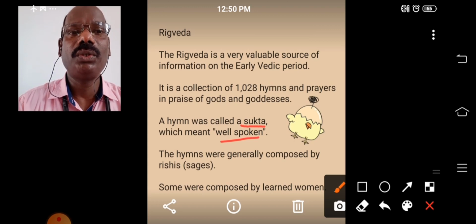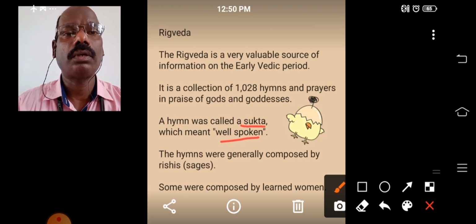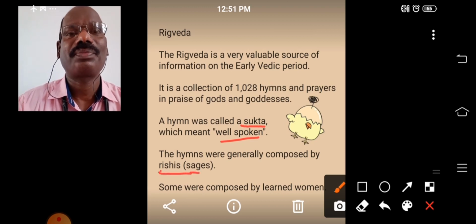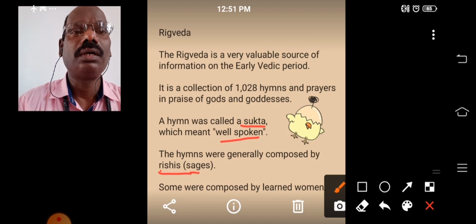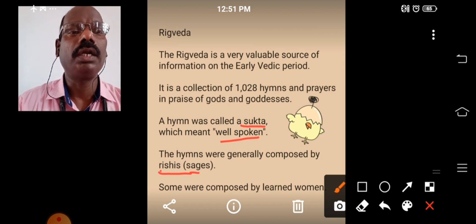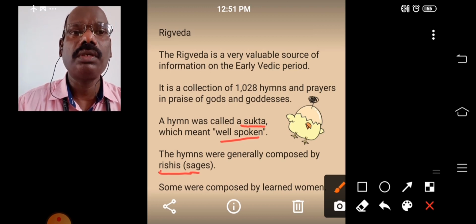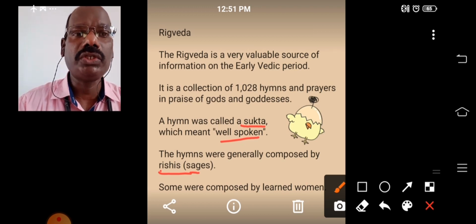And friends, do you know who composed these prayers or hymns? The hymns were generally composed by rishis. The great rishis composed or made all the suktas. Not only rishis, some learned women also composed some of the suktas. So the rishis and learned women composed the suktas.